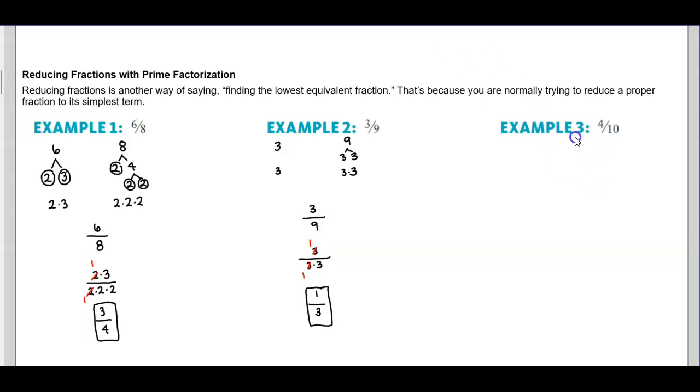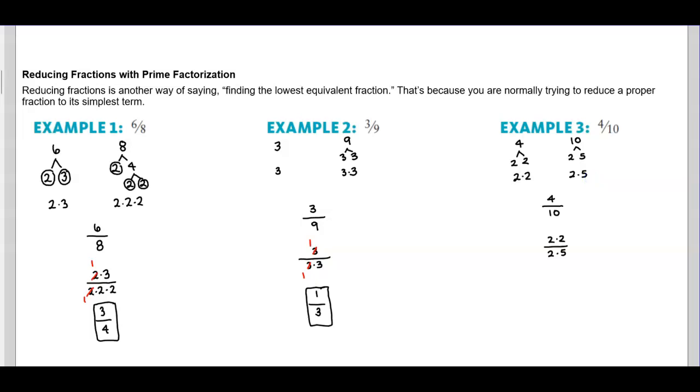Next, we want to reduce 4/10. So we want to be able to reduce this by using, again, prime factorization. So if we take a look at the number 4, if we break it down into its prime form, this is going to be 2 times 2. And then for 10, when we break it down into its prime form, it is 2 and then 5, so therefore that is 2 times 5. So now we're going to rewrite this fraction 4/10 into its prime factorization form. So 4 is the same thing as 2 times 2, and 10 is the same thing as 2 times 5.